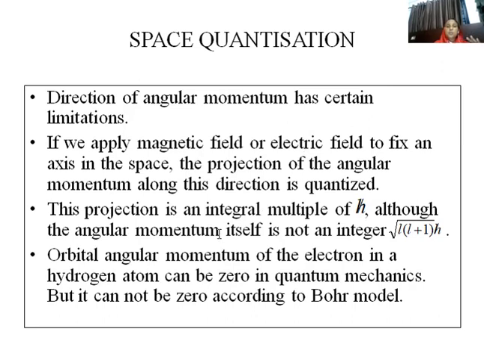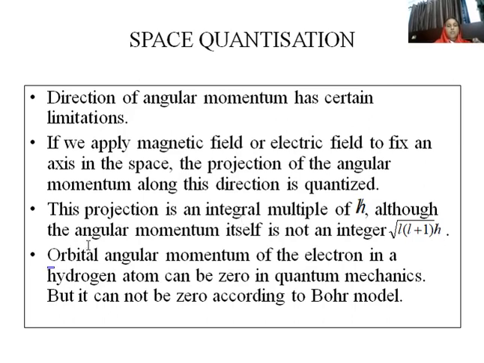This projection is an integral multiple of h cross. That means, using this axis as the z-axis, we write it as Lz. Lz is equal to n h cross. This is an integral multiple of h cross, but the angular momentum itself is not an integer multiple; it is root of l into l plus 1 times h cross. Lz is an integral multiple of h cross.